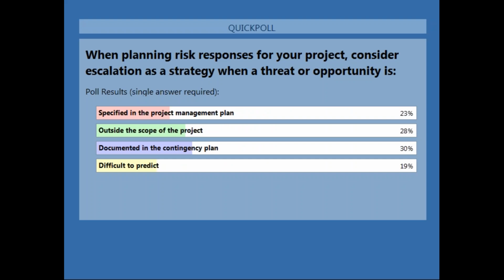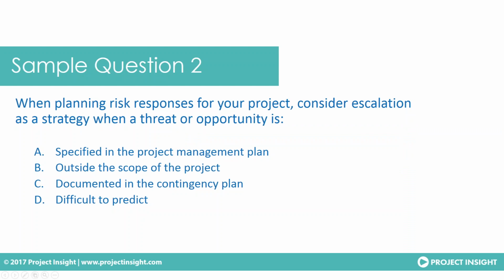So 23% said specified in project management plan. 28% said outside the scope of the project. 30% came in with documented in the contingency plan, and 19% said difficult to predict. All right. Well, difficult to predict is definitely true, but it's not the best answer. Again, you're planning, and I think it's interesting that during the planning stage you think of escalation as a strategy, and it's very interesting that they bring that out as one of the strategies during planning.